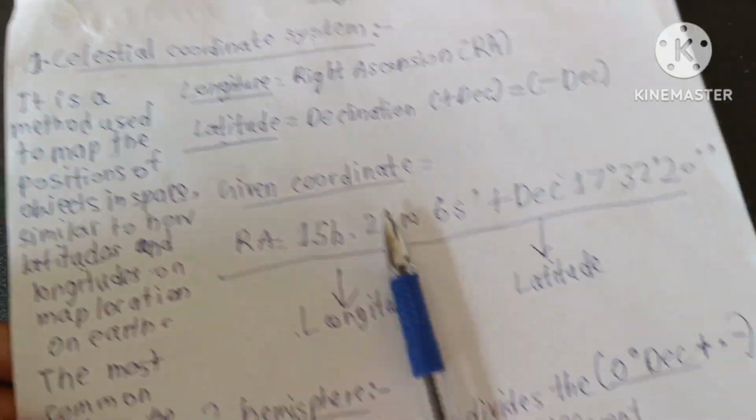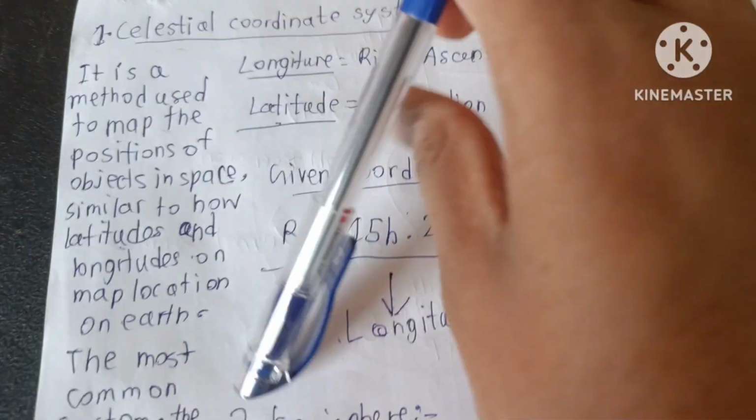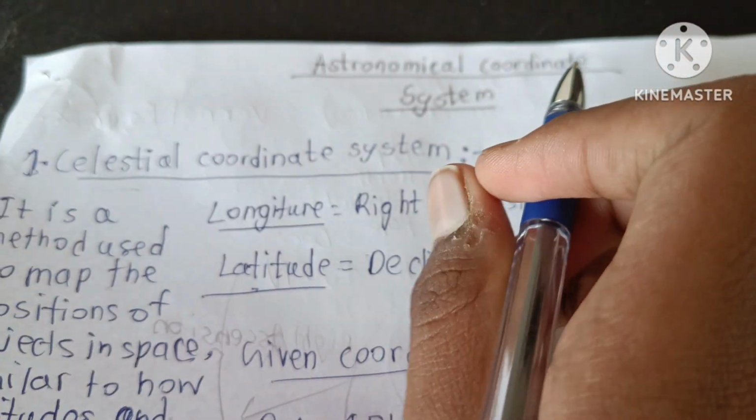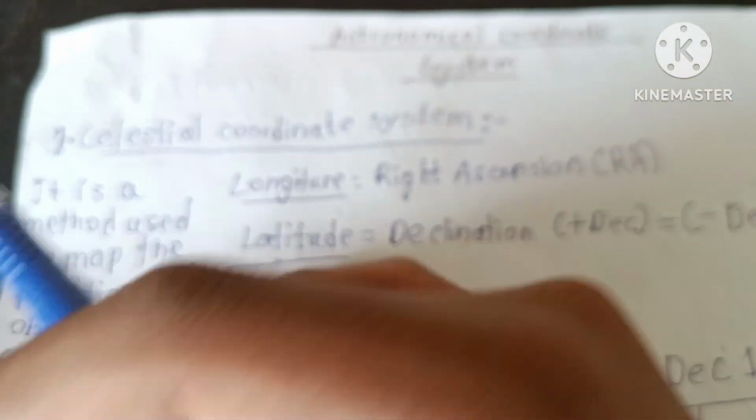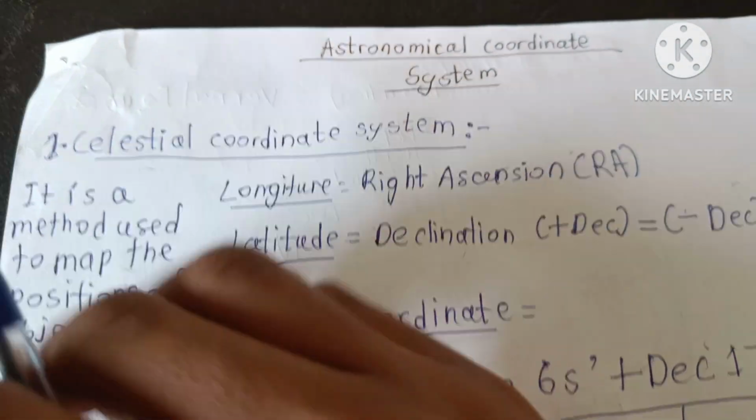So guys, in this video we are going to understand the astronomical coordinate system. So what is the astronomical coordinate system?